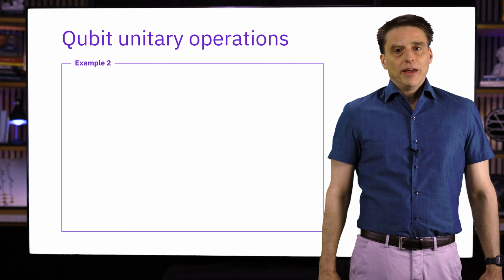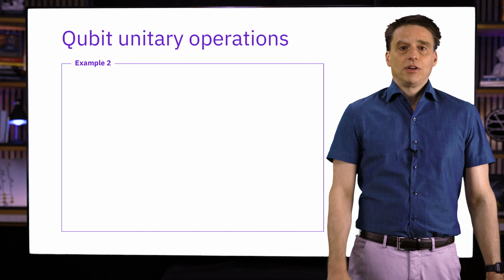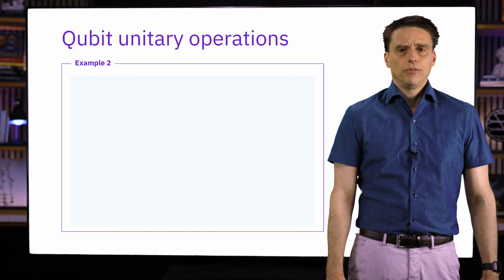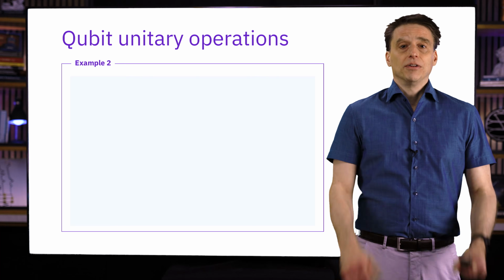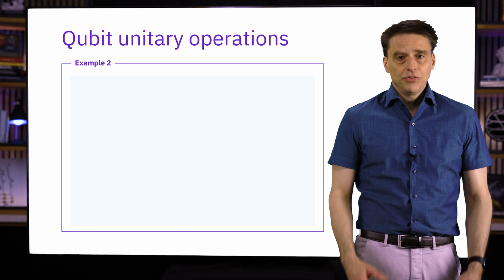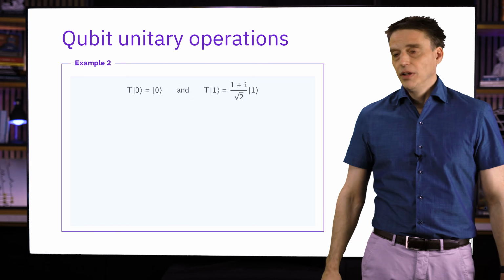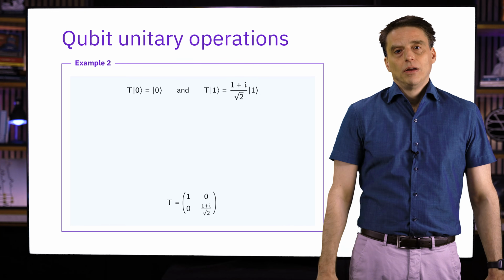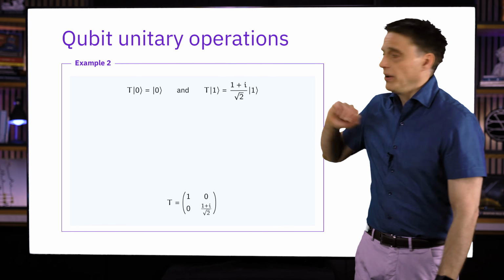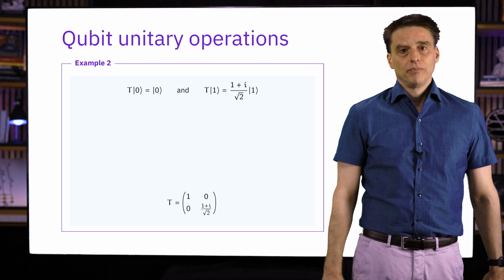Here's another example that illustrates that you don't always have to convert explicitly to a matrix-vector form. You can also perform these computations directly using the Dirac notation. This example concerns the T operation, and here it is right here just for reference. This operation has this action right here on standard basis states.